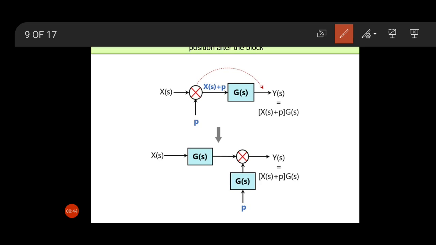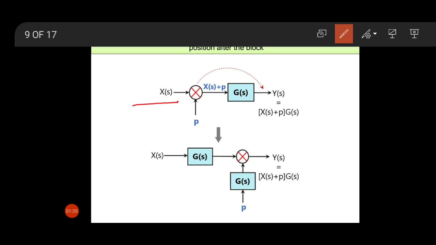So how can we move this summing point? Again the same rule. The rule is when we are moving any summing point or branch point ahead of or before the block, we need to add an extra block in that moving path. Okay. So see the original diagram. Original diagram means the upper one.